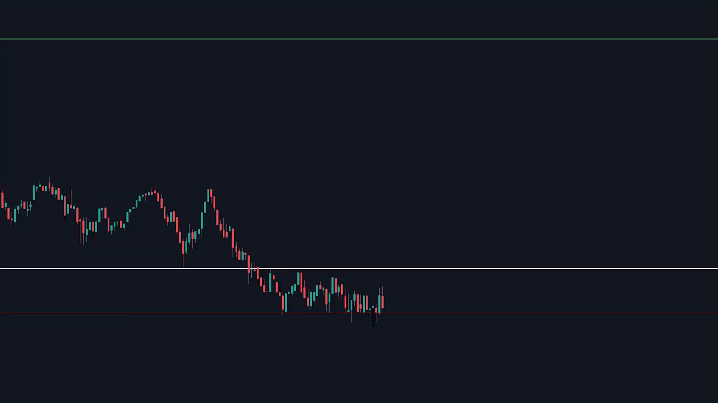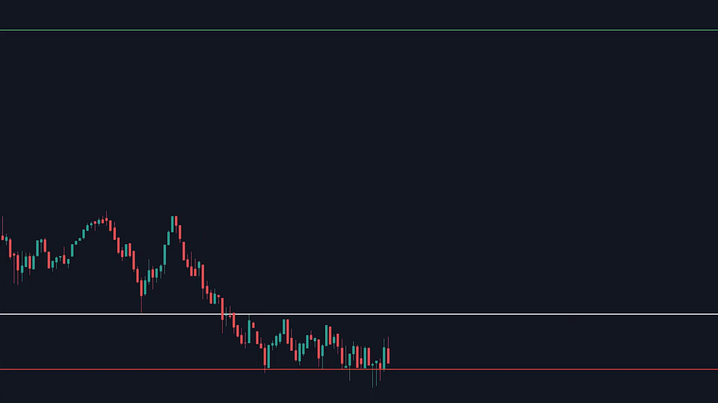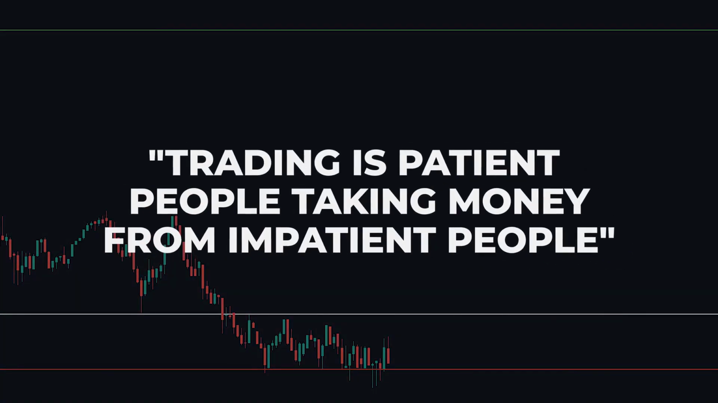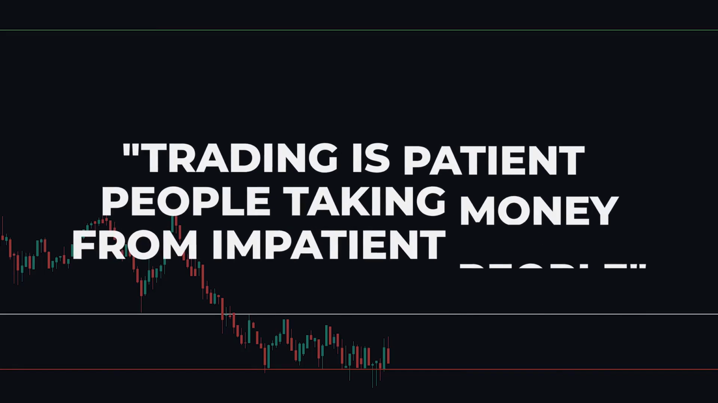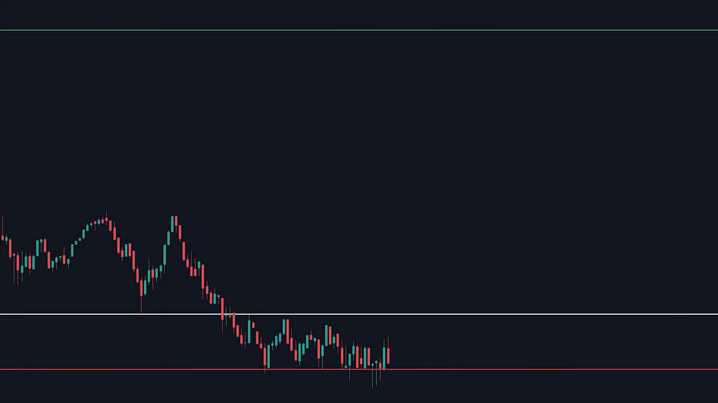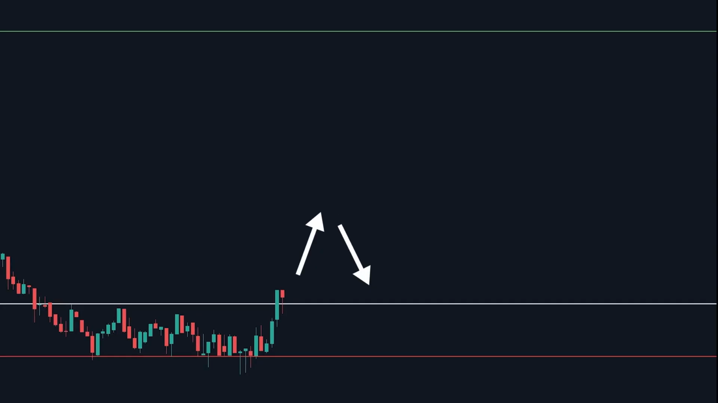We're gonna keep the exact same support, resistance, and take profit line. The only thing we're gonna add to this strategy is a little bit of patience. One of my all-time favorite quotes in trading is that trading is patient people taking money from impatient people, and it's so true. Instead of entering when the price breaks through our white resistance line, we're gonna wait for a pullback to happen and bounce off our line. You might be saying to yourself, why would we wait for a pullback if we're entering at the same exact price anyways? The answer is taking advantage of your risk to reward ratio.